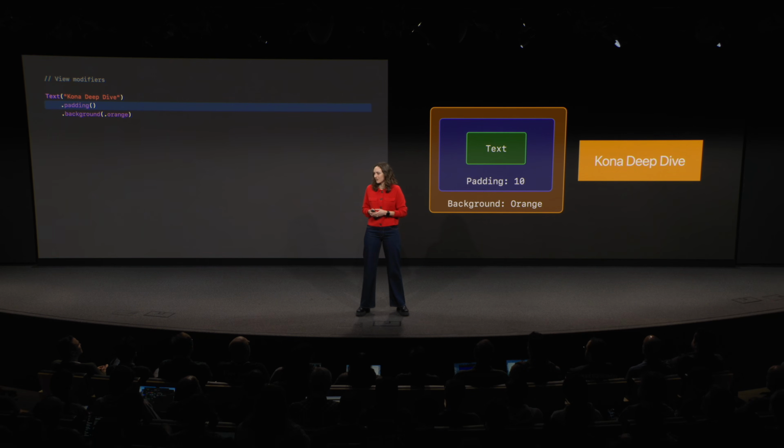Padding is another view modifier. It adds points to the edges of the view that it's applied to. In this case, padding adds points on all four sides of the text view, and then the orange background fills it in. Just like background, padding wraps everything before it. So all three of these lines of code represent one big view in the view hierarchy.